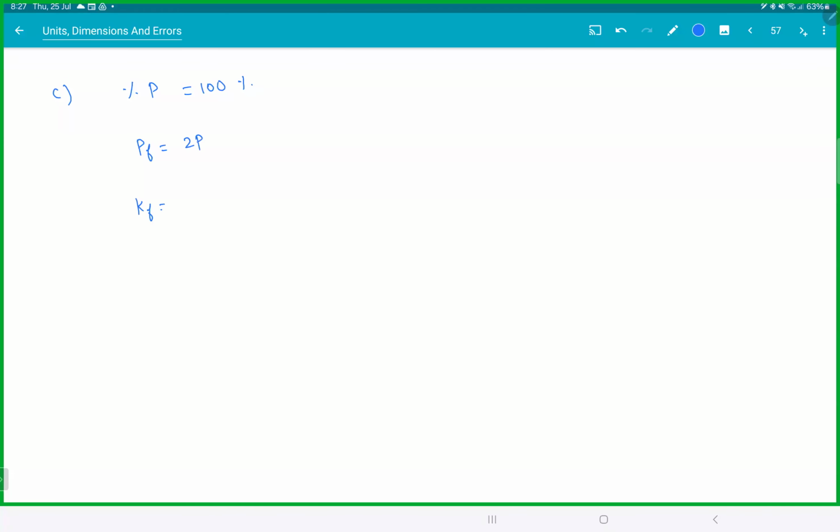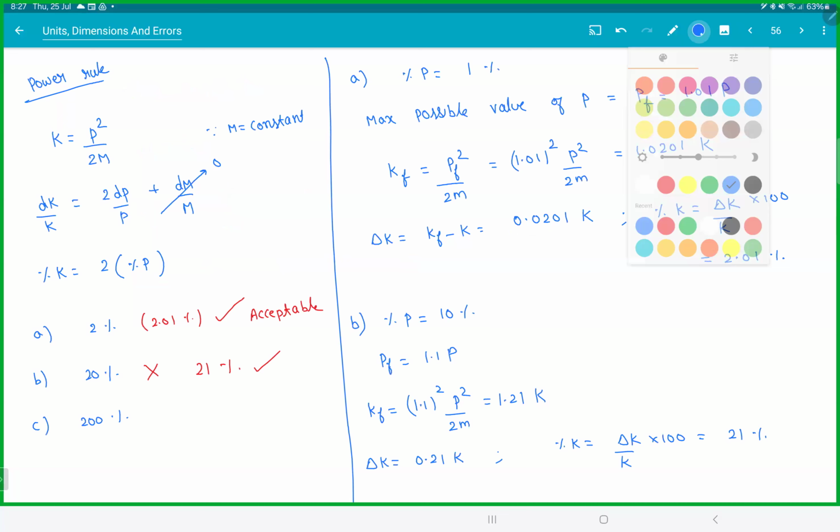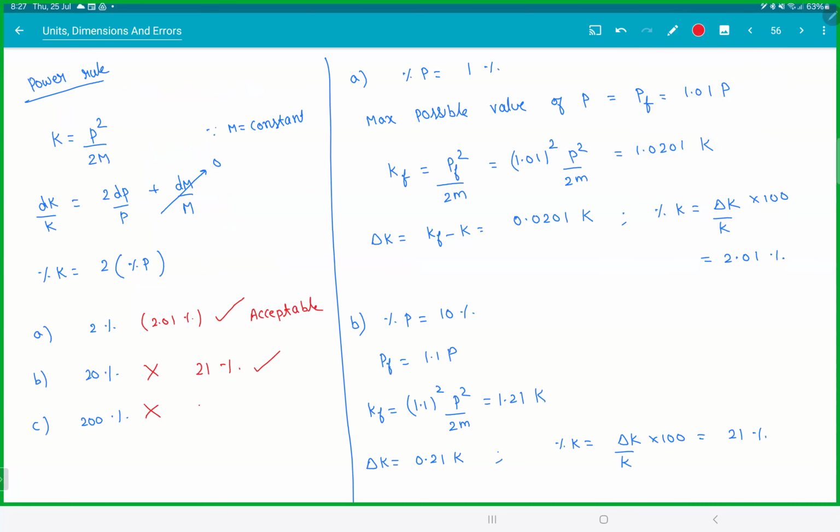So kinetic energy final is 2 square P square by 2M. This is 4K. So change in kinetic is 3K. Therefore, percent error in K would be delta K by K into 100. 300%. Did you see? This is what I was saying. As the error becomes bigger, your power rule will start giving very wrong answers.